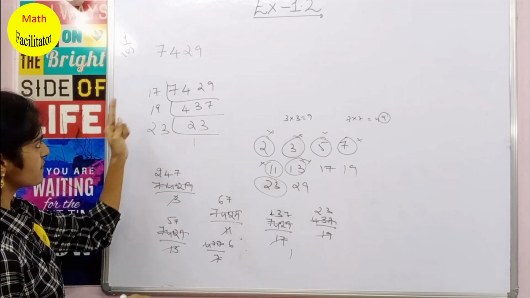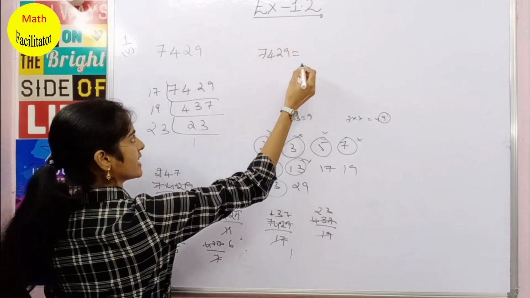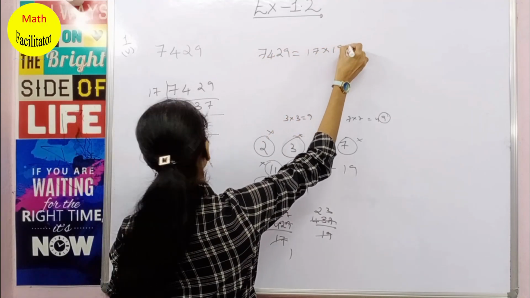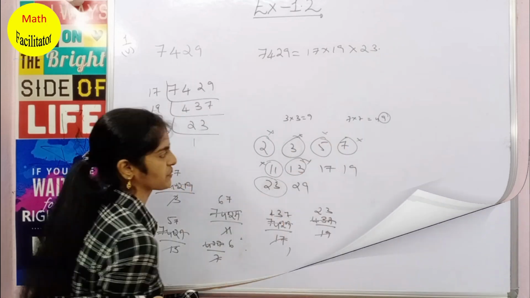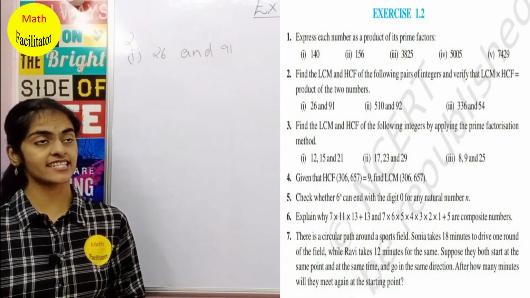Okay, so expressing 7429 as prime factors, you get 17 multiplied by 19 multiplied by 23. Okay, so moving on to the next question. You have to find the LCM and HCF of these numbers.